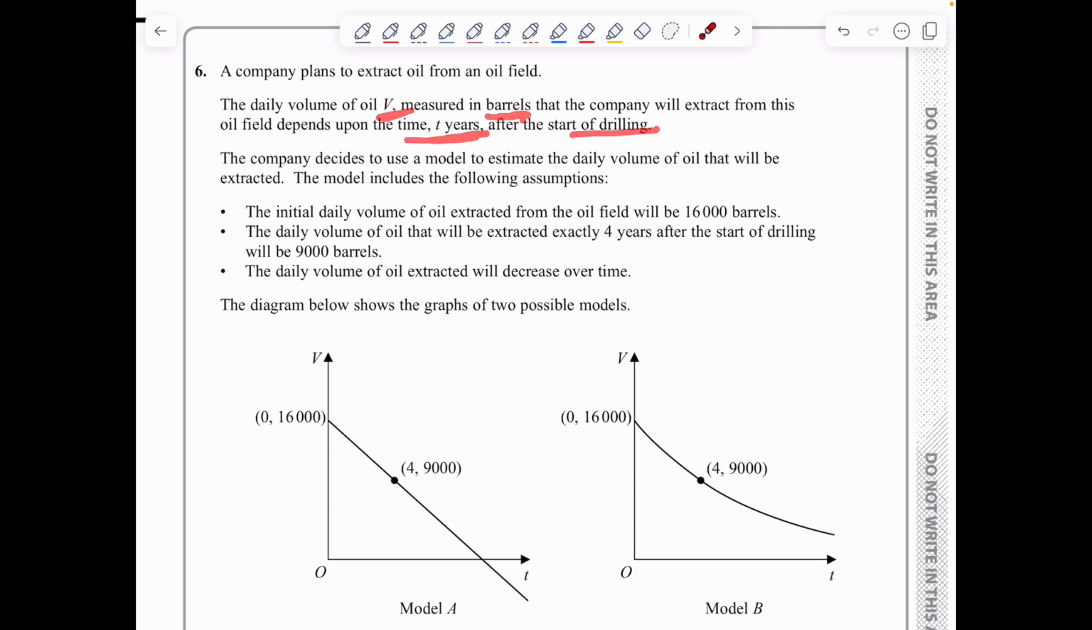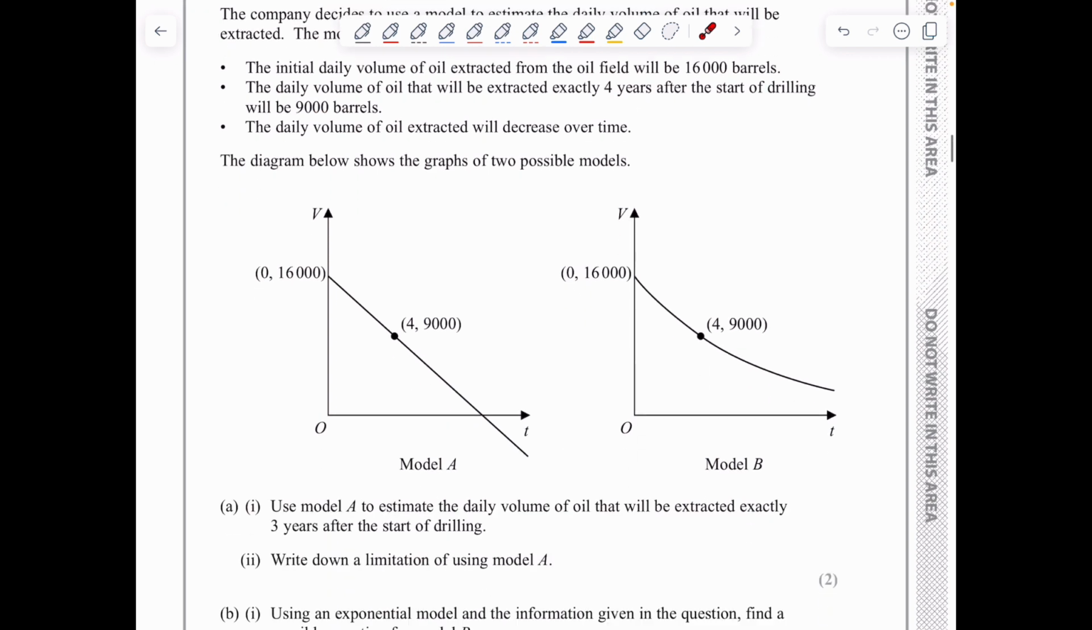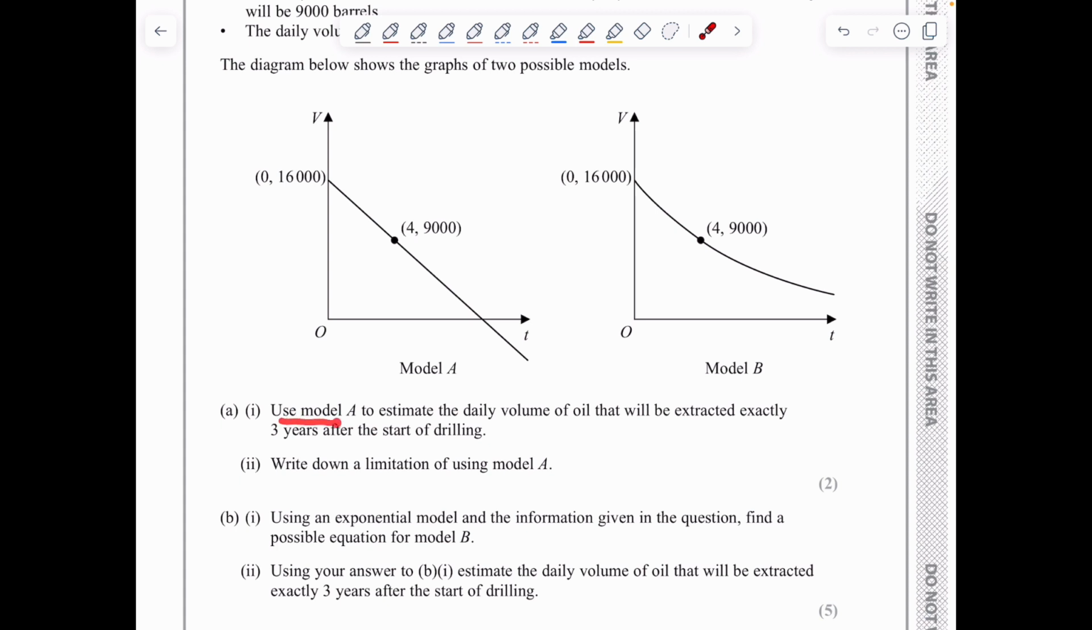And we've got two different models. We've got a linear model as shown here. We know that the initial daily volume of oil extracted was 16,000 barrels, and 4 years later this dropped to 9,000. And for part A, we are asked to use this linear model because it's a straight line model to estimate the daily volume of oil that will be extracted 3 years after the start of drilling.